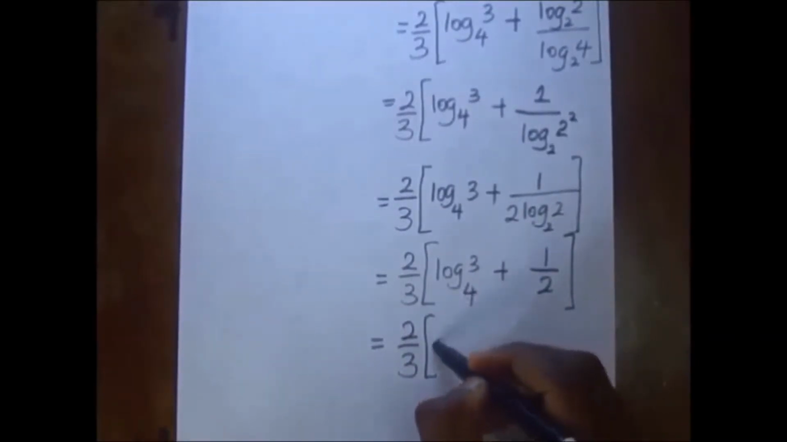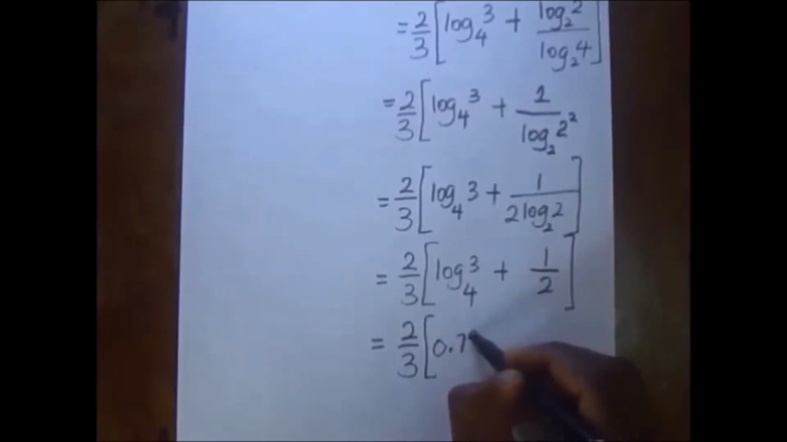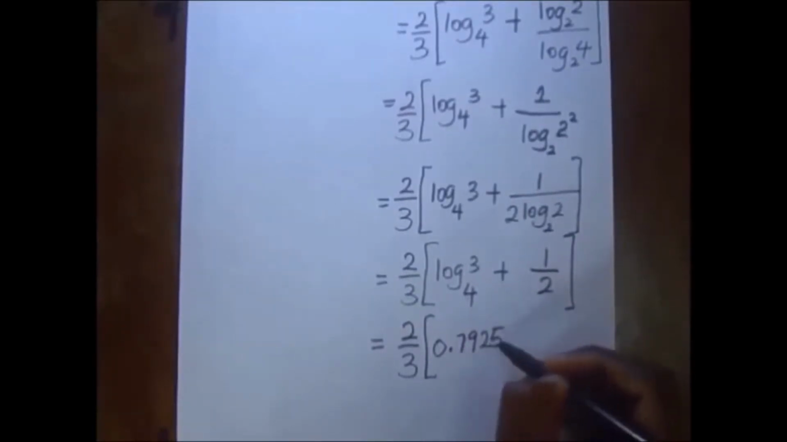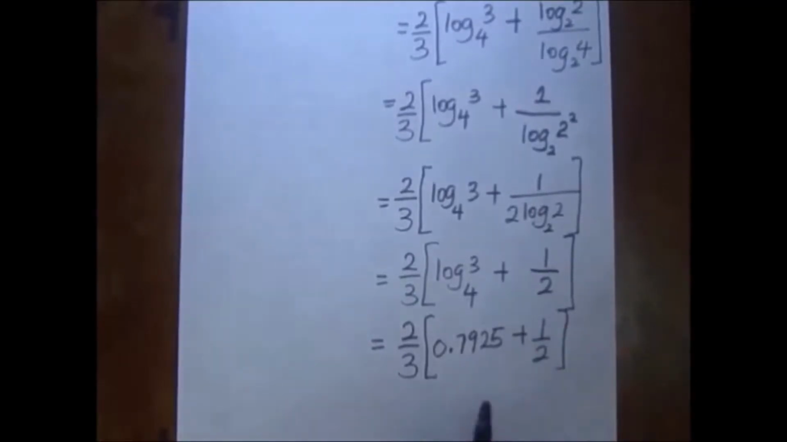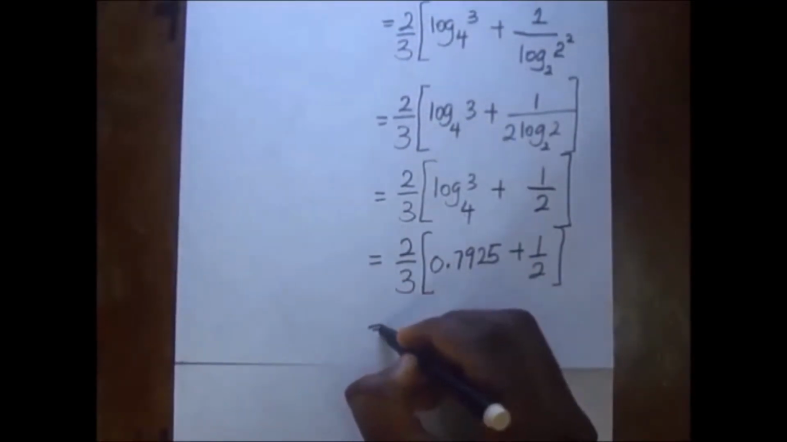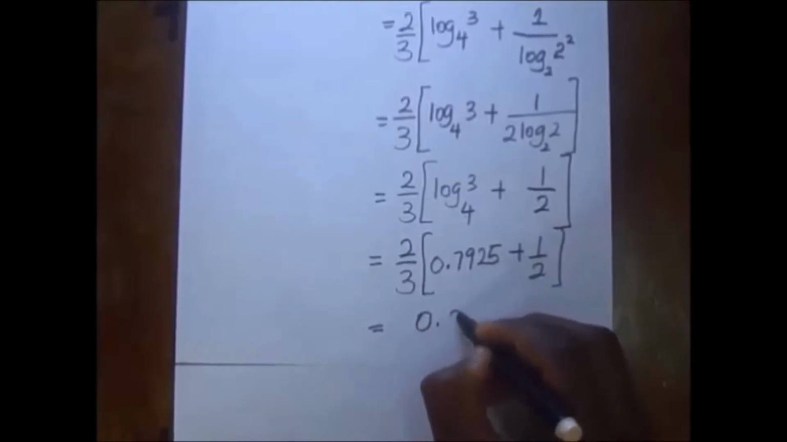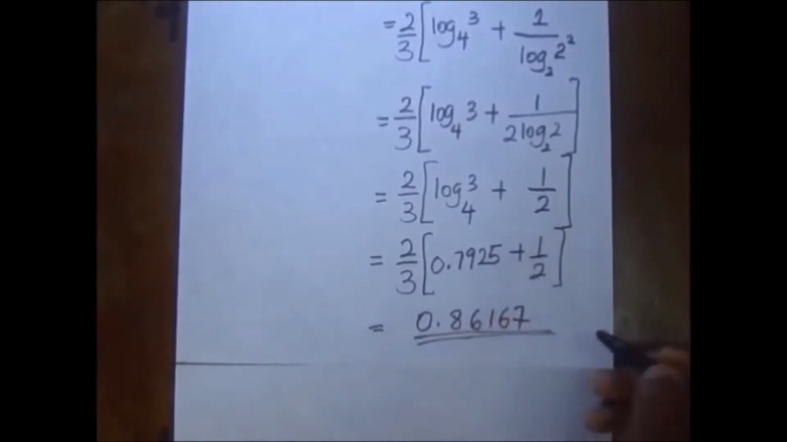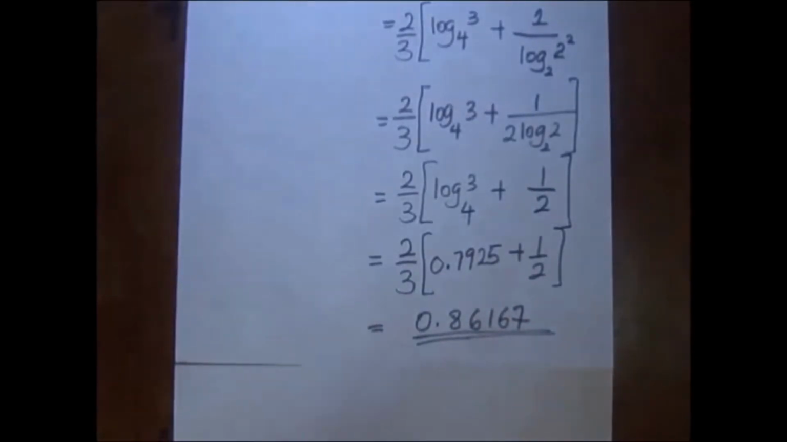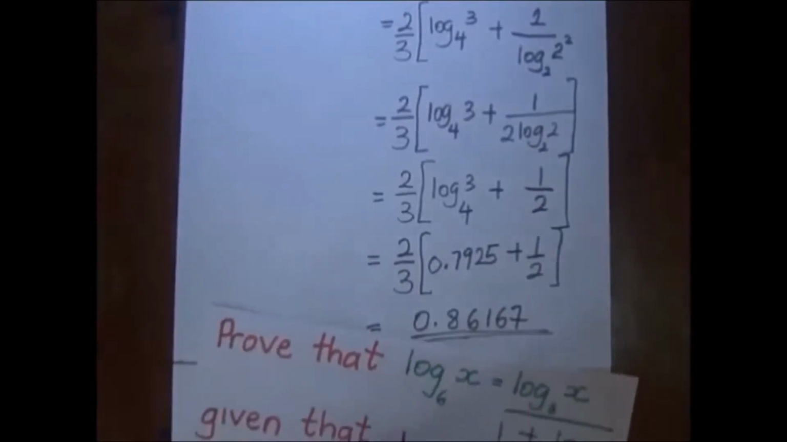So our calculation will be 2 over 3 into log of 3 base 4. From our question it is 0.7925 plus a half, and our final answer from that will be 0.86167. That's the final answer we have. So let's look at the second example here.